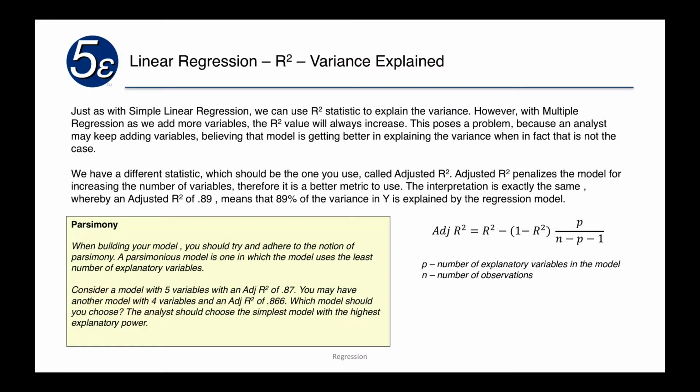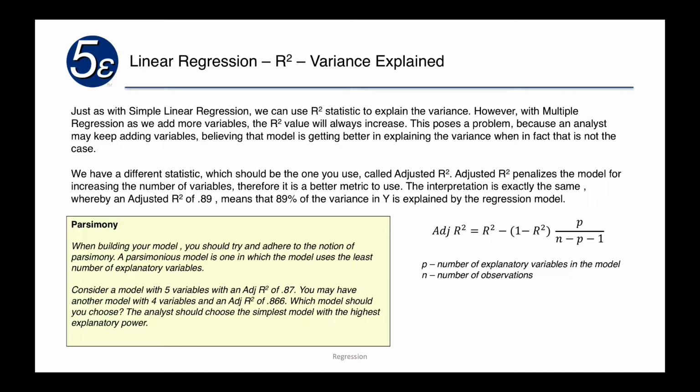Just as with simple linear regression, we use the R squared statistic to explain the variance. However, with multiple regression, we've added more variables. And as you add more variables, the R squared value will always increase. And this is a critical point. If you continue to add variables, your R squared will always increase because you're adding more ways to explain the variance, so it will never decrease. It can never get worse. But this poses a problem, because an analyst may keep adding variables believing that the model's getting better at explaining the variance when in fact that's not happening.